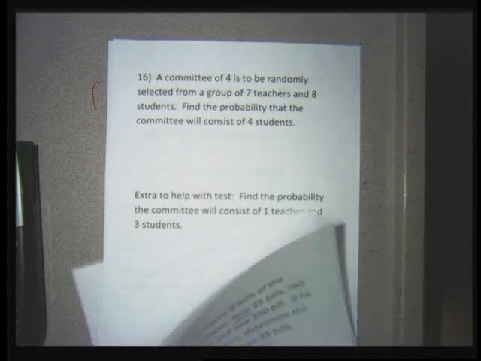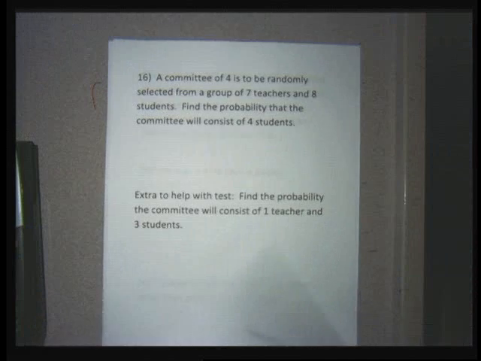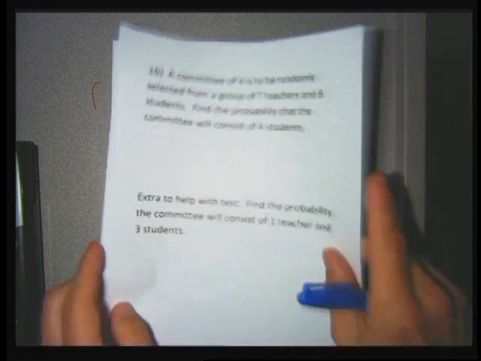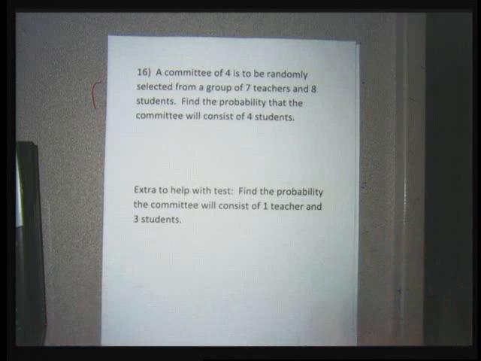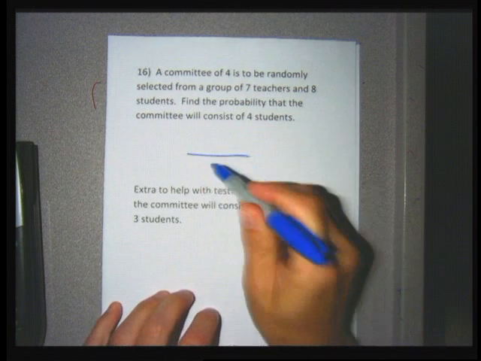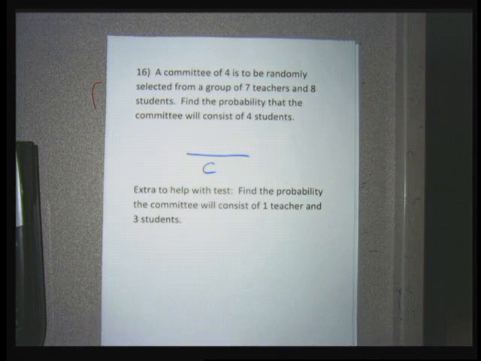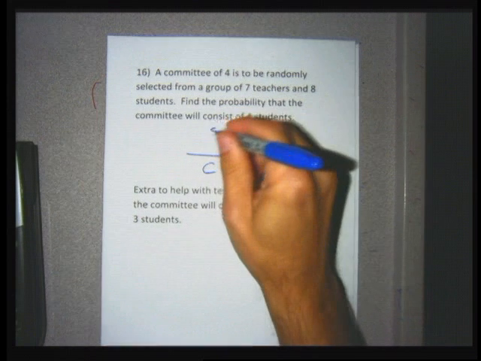The next problem seems like the kind of problem I would have asked on the test, so I made up an extra part to it. So a committee, almost all the time that we have committee problems are combination problems. Every problem in this section's a combination problem, so I'll make a combination in the denominator of my fraction. The denominator is going to be what could happen. So I'm going to make a committee of 4 from a group of 7 teachers and 8 students. Find the probability the committee will consist of 4 students.